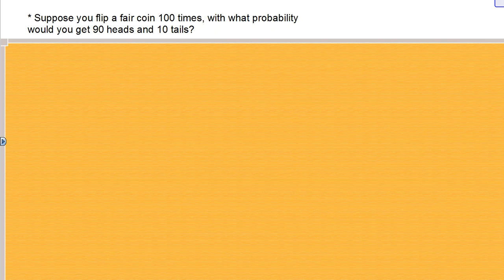So let's look at an application of the combination function. Suppose you flip a coin 100 times, it's a fair coin, and you want to know the probability that you get exactly 90 heads and 10 tails.